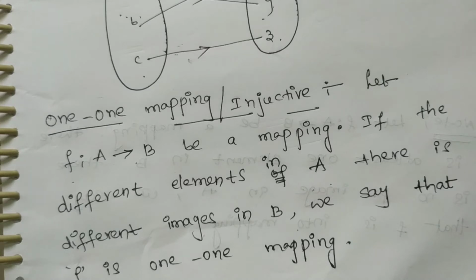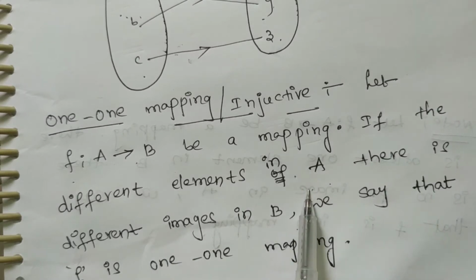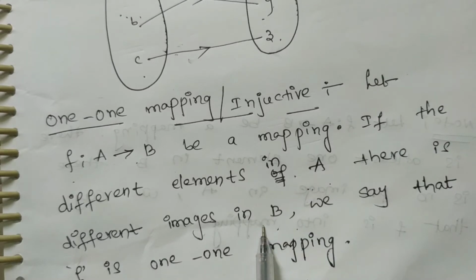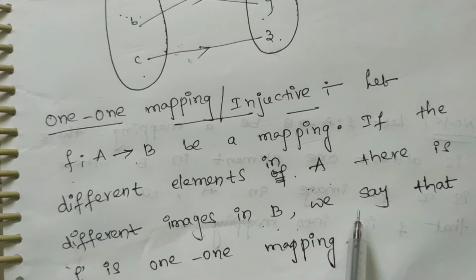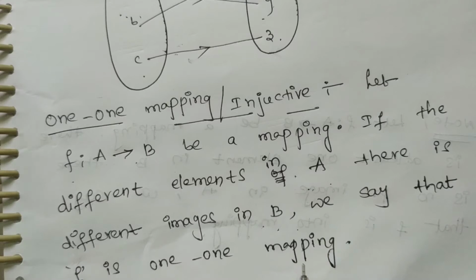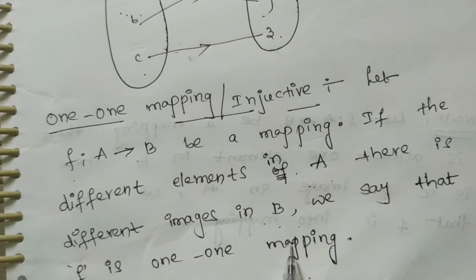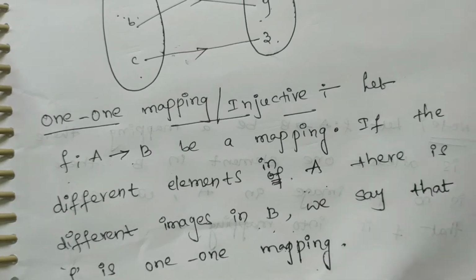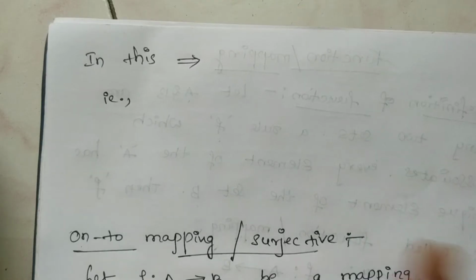Next one is one-to-one mapping, which is also called injective. The definition of one-to-one mapping is that different elements in A have different images in B. Different elements in A, different elements in B, is known as one-to-one mapping. Here A and B are two non-empty sets, and the number of elements of A is equal to the number of elements of B. So that is f of a equal to f of b. So this can be written as one-to-one mapping.